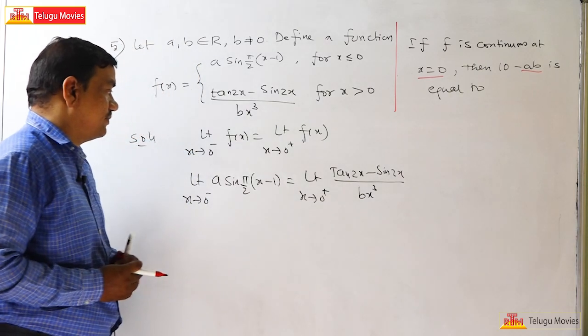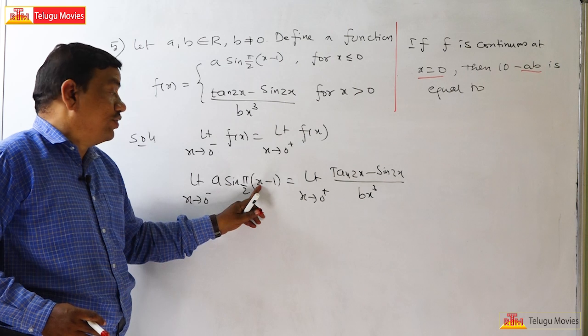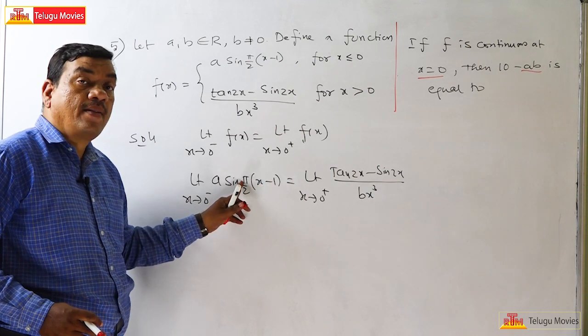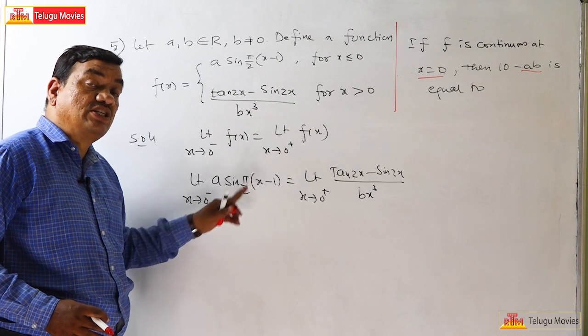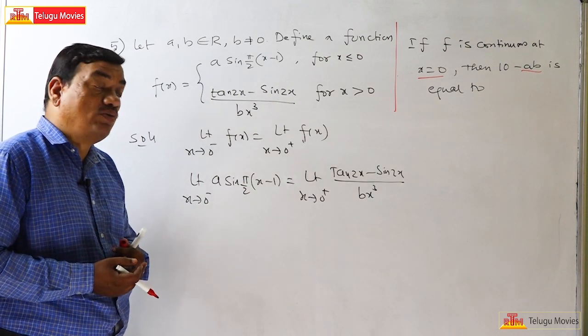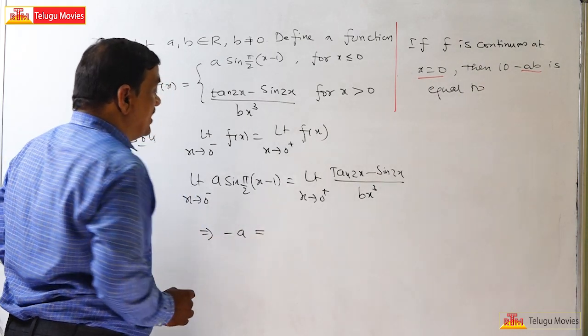Now, as x tends to 0, substitute 0 here. So this is sin of (0 minus 1), that means minus pi by 2. Sin of minus pi by 2 means minus of sin pi by 2, which is minus 1. So this value is equal to minus a.